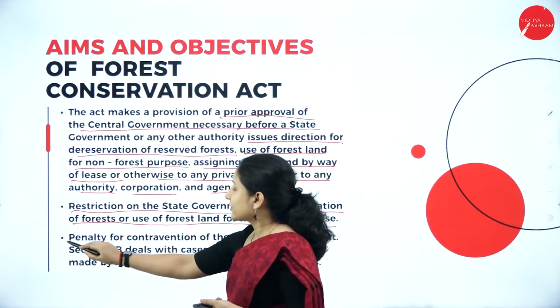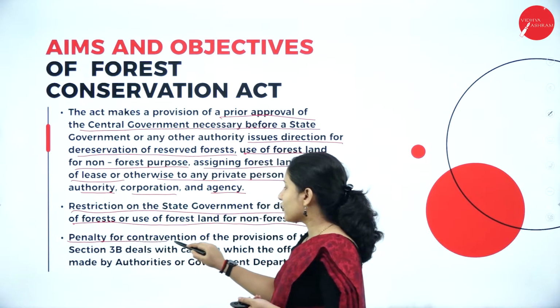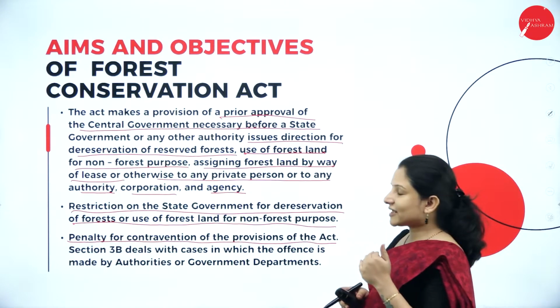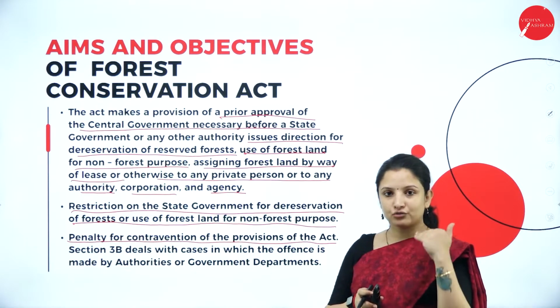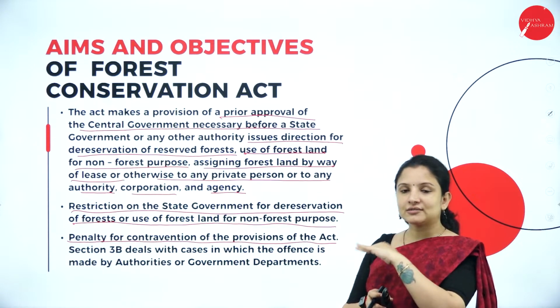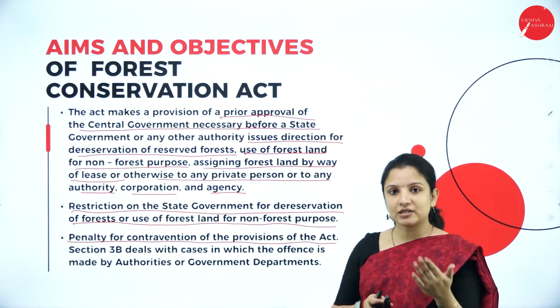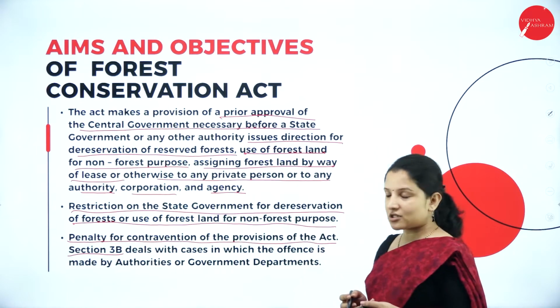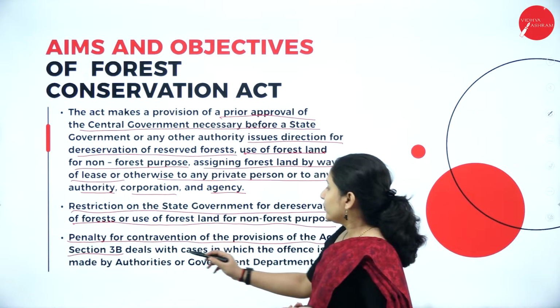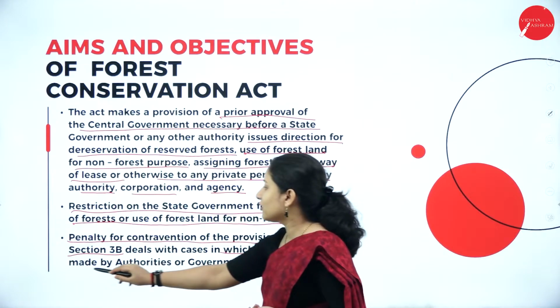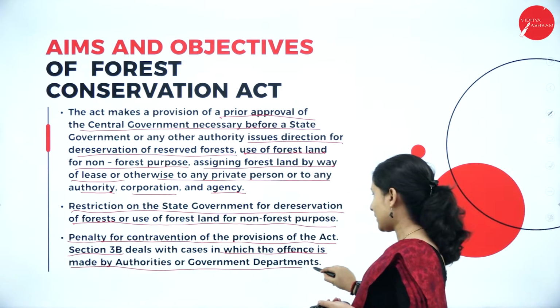This act can put a penalty for contravention of the provisions of the act. Under different sections, there are some provisions or rules and regulations. If any rule or regulation is broken, this act can directly put a penalty on the people. Here in this act, there is section 3B, which deals with cases in which the offence is made by the authorities or government department.